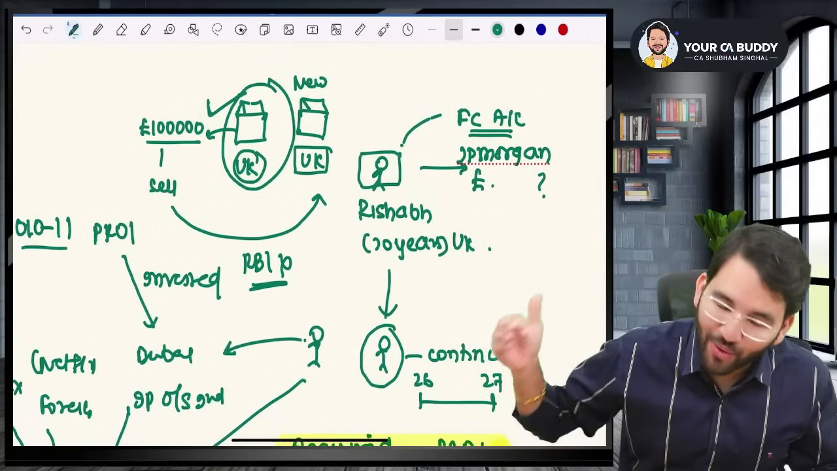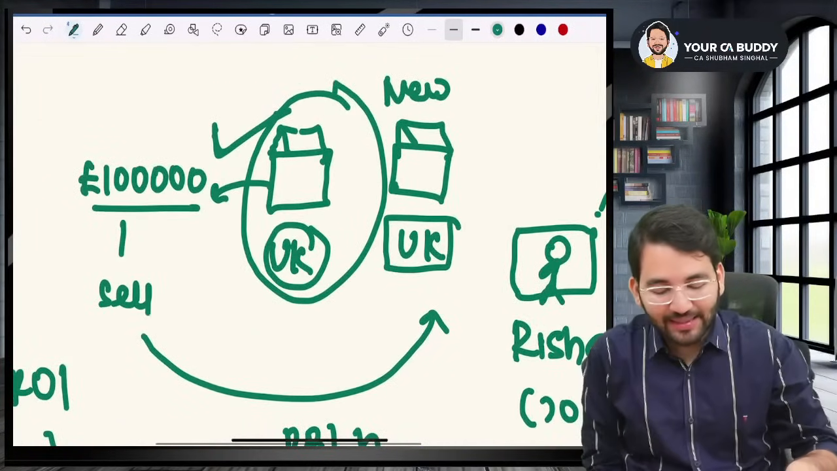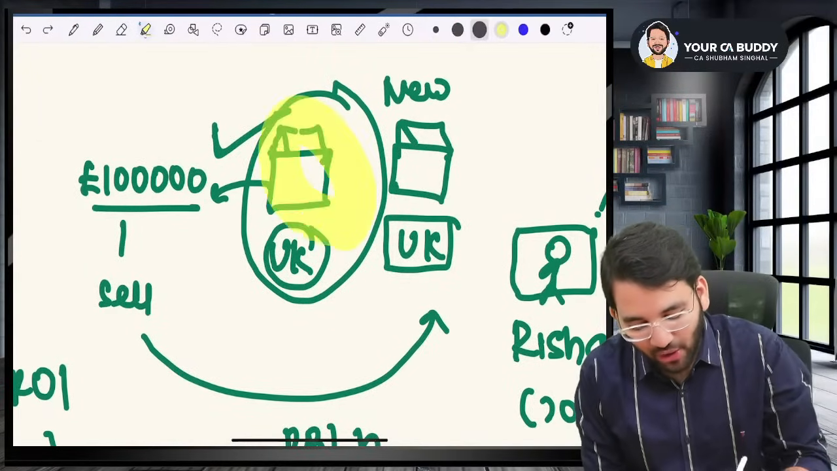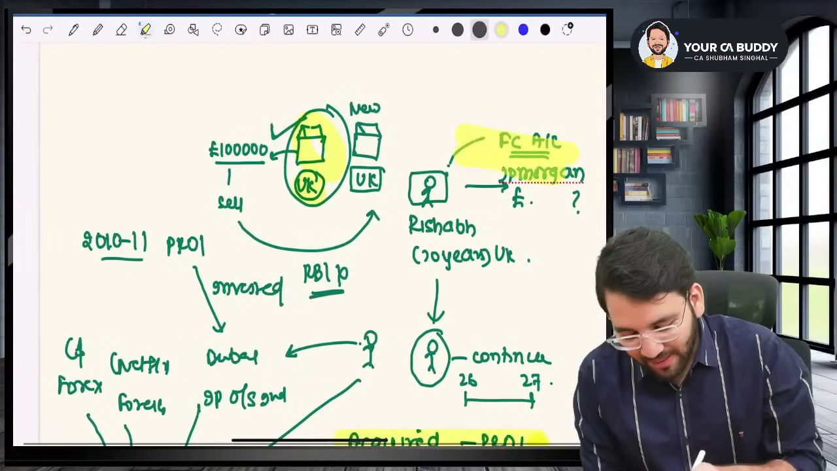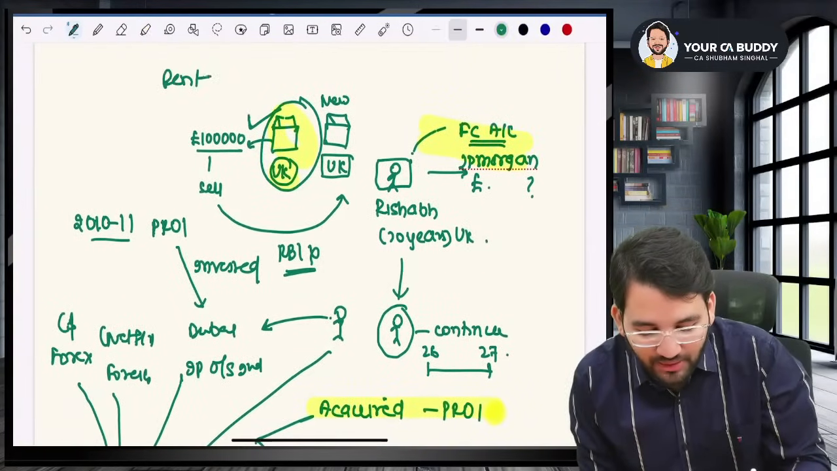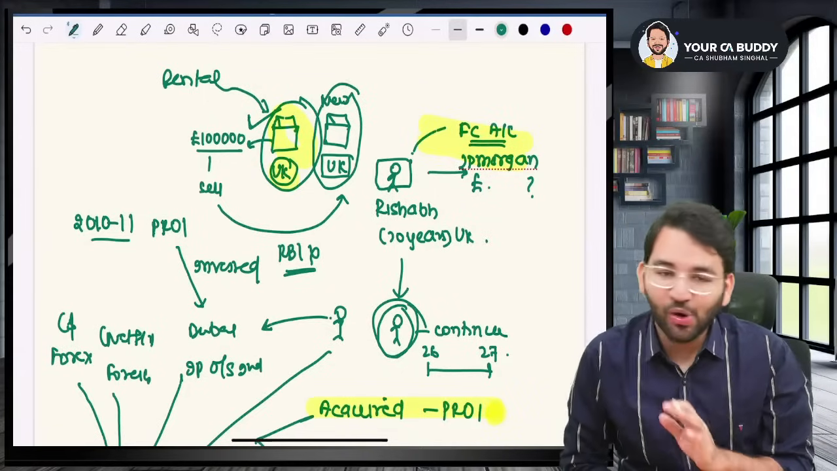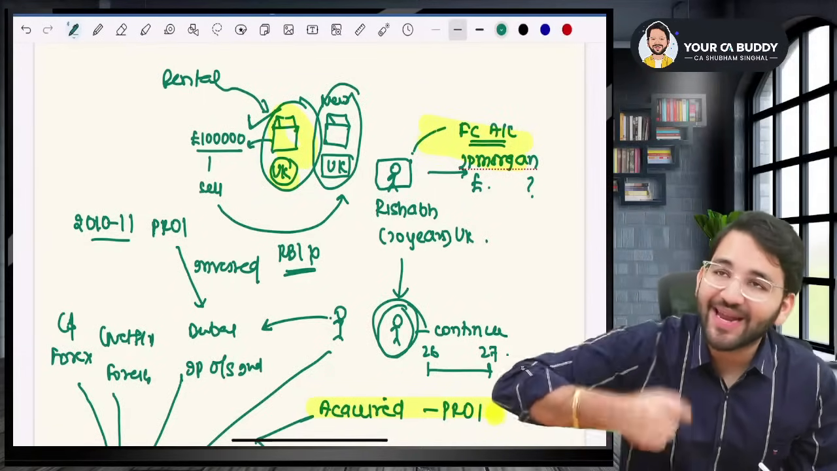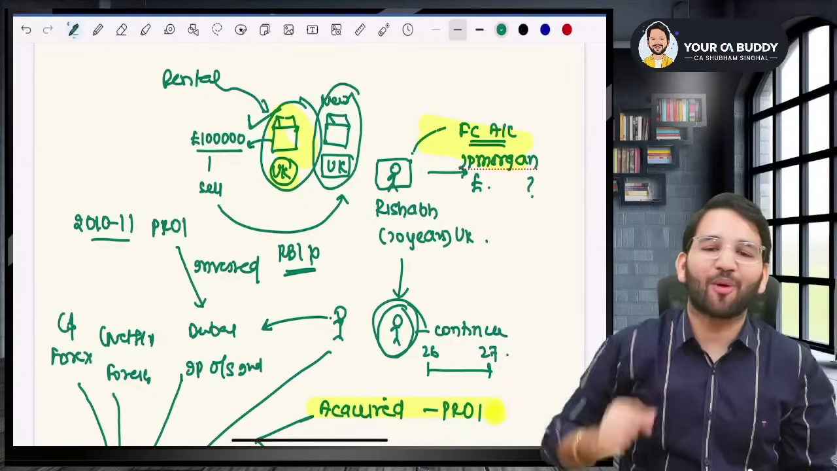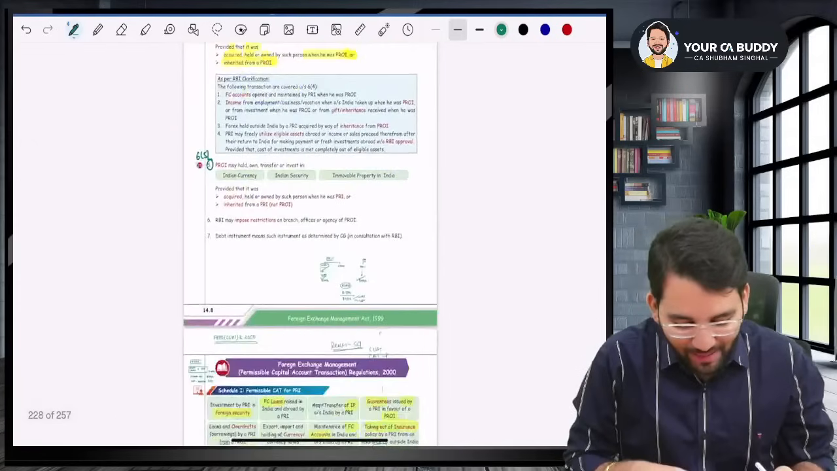RBI's approval will be required only when you are taking money outside India. But if I already had some income in UK, if I already had some money in my bank account, I had some rental income also from this property, using all that income, if I buy a new property, RBI's approval will not be required because I'm not taking any new money outside India. I'm using the money which is there outside India to purchase a property outside India, not something which should bother RBI.